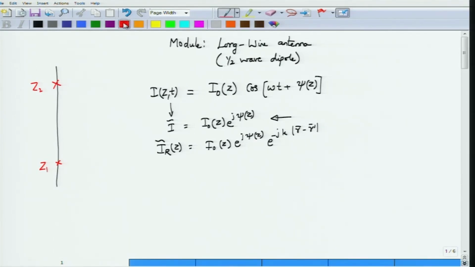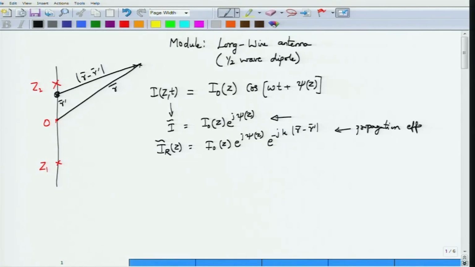So, what is this r and r prime? Just to refresh your memory, if this is the center of the wire, or the center of the z axis, call this 0, then r would be the field point from the origin, and any other point on which we are considering the current on the wire itself, on the antenna itself, that would be the r prime point. This is the source point and this is the field point, and r minus r prime would correspond to the distance between source and field. Okay. So, this is what we have. The retarded current simply corresponds to the propagation effects as we described in the last module. Okay. Now, from the current we know that we need to find out the retarded potential.